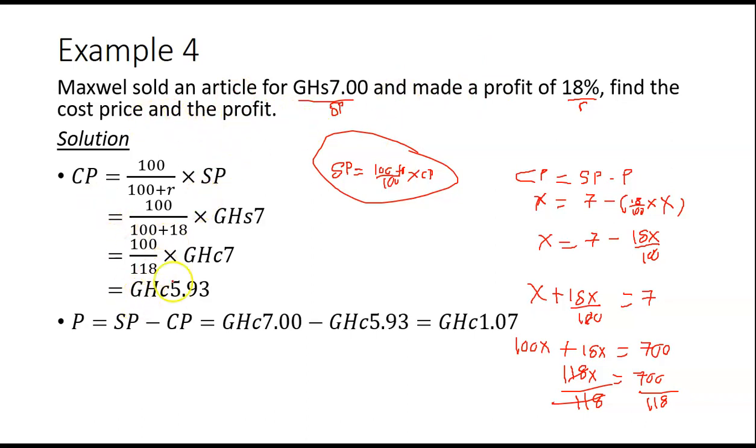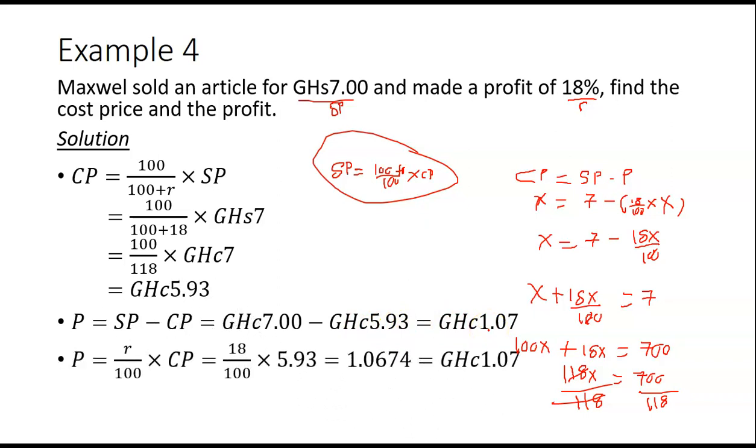So we know the cost price to be 5.93, right? So to get a profit is equal to selling price minus cost price, isn't it? So our selling price is 7 minus cost price, which is 5.93, and that gives us what? 1.09. I hope that's clear. So the profit is 1.09.